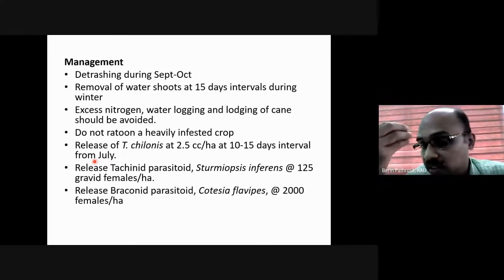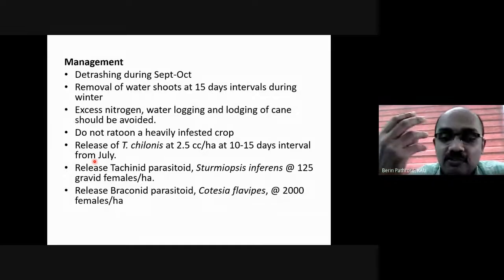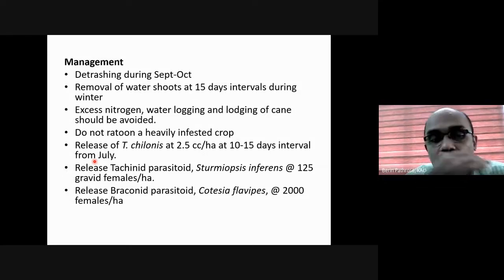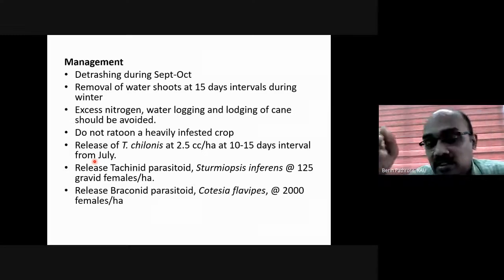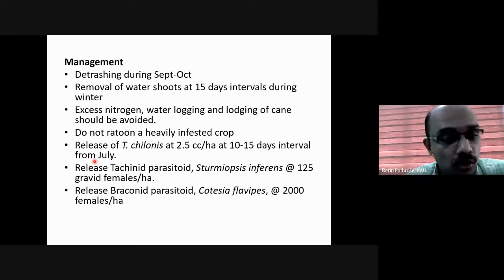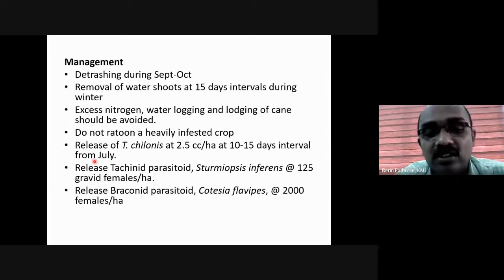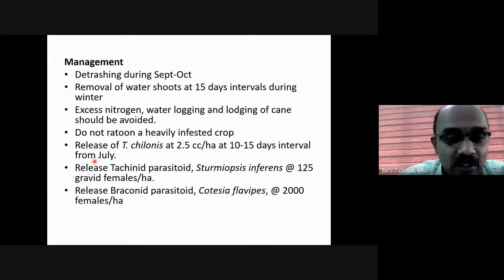And avoid rattooning, especially if the water shoots are infested, because in a heavily infested crop, it will be carried over to the ratoon crop also. Then Trichogramma chilonis, this is Chilo so we can go for Trichogramma chilonis at the rate of 2.5 cc per hectare at 10 to 15 days interval.